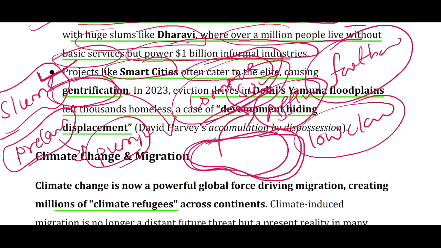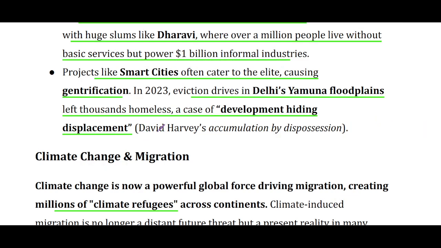And this process is often there to cater to the elite, because the apartments, residential societies and complexes that are prepared in that place are there to accommodate rich people. गरीब लोग तो कॉम्प्लेक्स में रहेंगे नहीं.